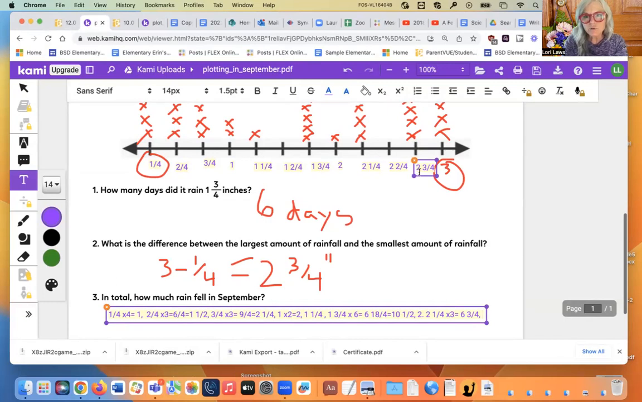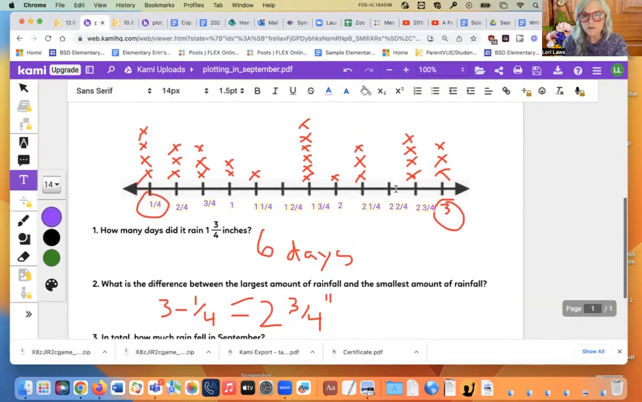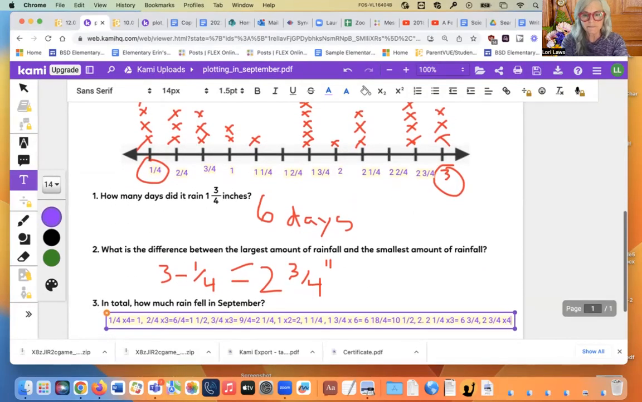And then 2 3/4 is the next one. 2 3/4 times 1, 2, 3, 4 equals 2 times 4 is 8. 3 times 4 is 12/4. 8 12/4. 4 goes into 12 3 times. 8 3 is 11.